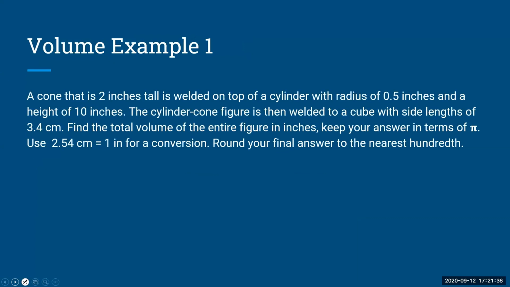All right, this is a little example. A cone that is 2 inches tall is welded on top of a cylinder with a radius of 0.5 inches and a height of 10 inches. The cylinder cone figure is then welded to a cube with side lengths of 3.4 centimeters. Find the total volume of the entire figure in inches. Keep your answers in terms of pi and use 2.54 centimeters is equal to 1 inch for a conversion. And then round your final answer to the nearest hundredth.